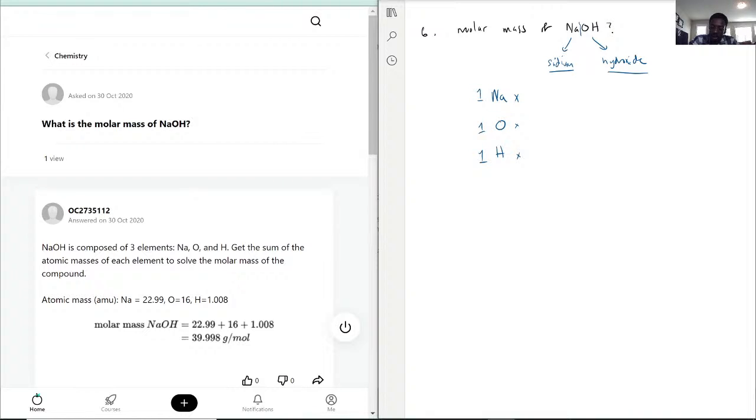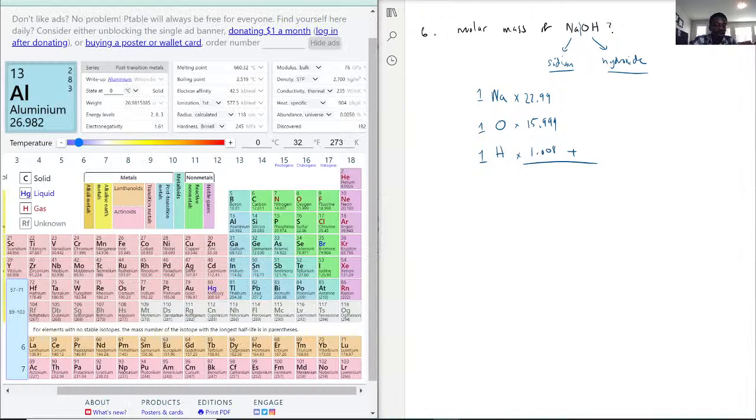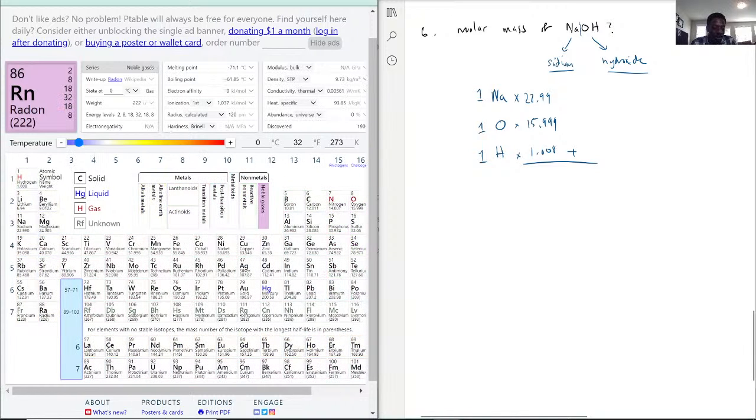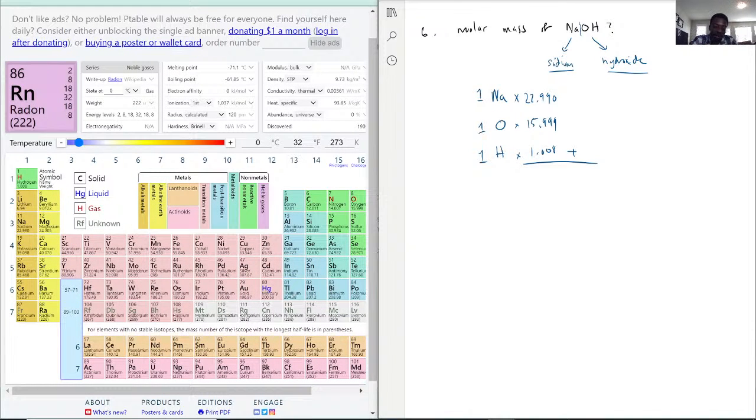So multiply that, it'll be 22.99, 15.999, and 1.008. Okay, how do I know it's 22.99 for sodium? I've used sodium a lot. So 22.990, close. Same number, but you never want to forget any part of it, in case they're asking for things like, oh, get it to the nearest significant digits. You can see that everything here except for hydrogen has 5 significant digits, and hydrogen has 4.